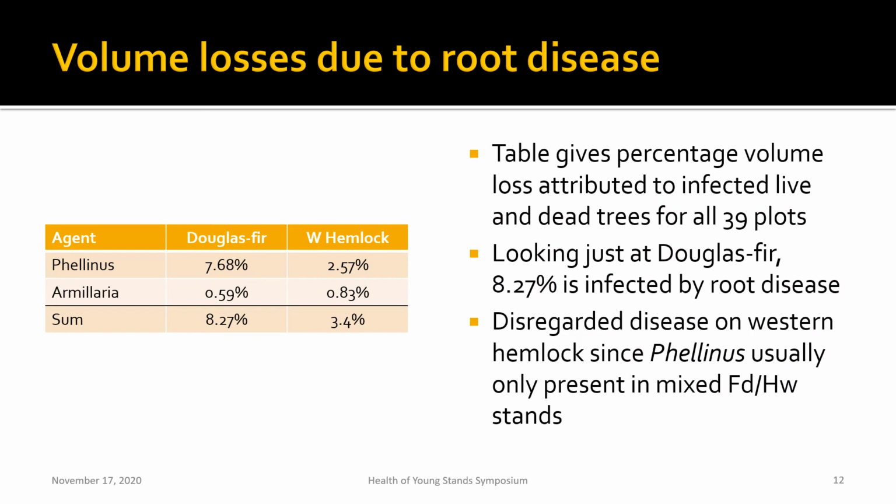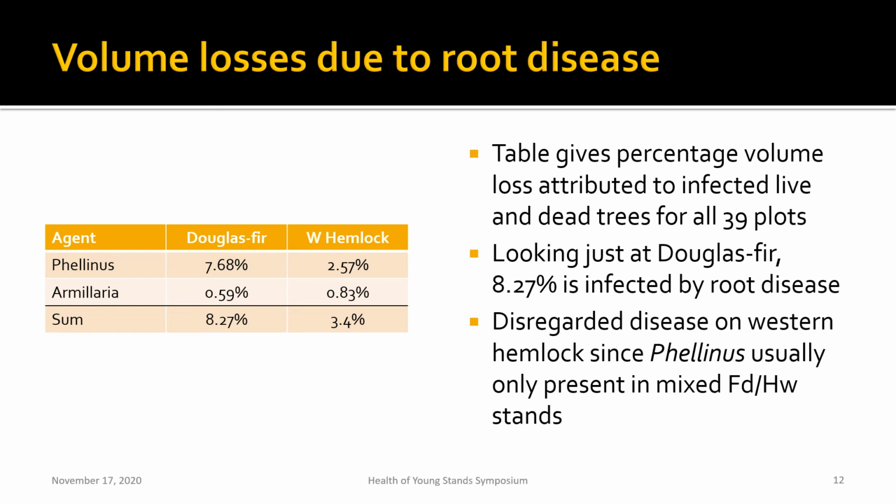The table on the left gives the percent volume reductions attributable to the two primary root diseases found on the two most common hosts within those growth and yield plots that we looked at. Looking at the Douglas fir, 8.27% of the volume on those 39 plots was infected by root disease.